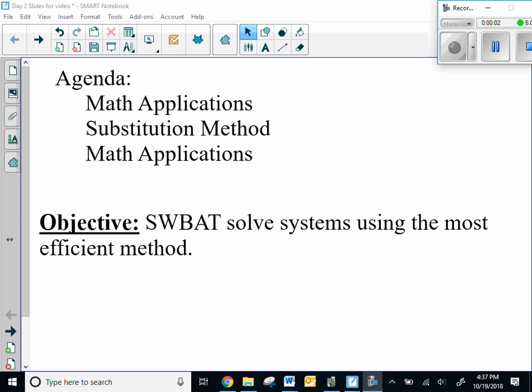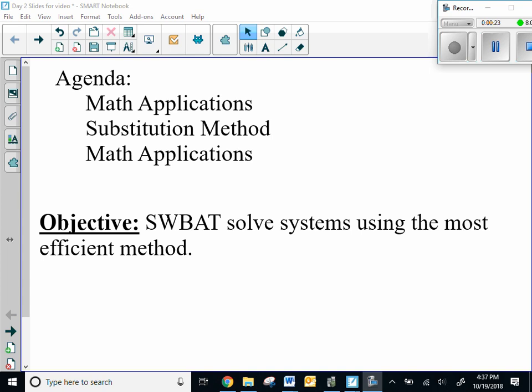All right, everybody. We're going to start day 2. So today we're going to talk about mostly word problems. In the middle there, we're going to do another method. Yesterday we talked about graphing and elimination. Today we'll talk about substitution, which is easier sometimes. Most of today is going to be focused on those application problems.